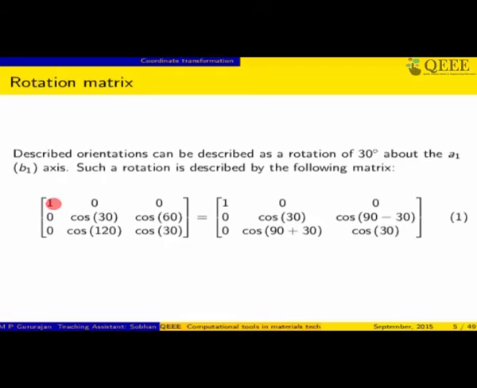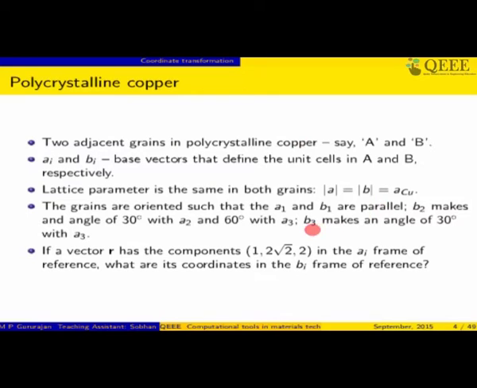With respect to B1, A2 and A3 will have the same angle as A1, because A1 and B1 remain the same. However, A2 makes an angle of 30 degrees with B2, and A3 makes an angle of 30 degrees with B3, which is what we said it's doing. Similarly, B2 makes an angle of 30 with A2 and 60 degrees with A3. So that is what is shown.